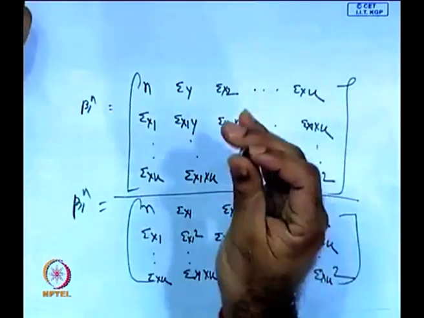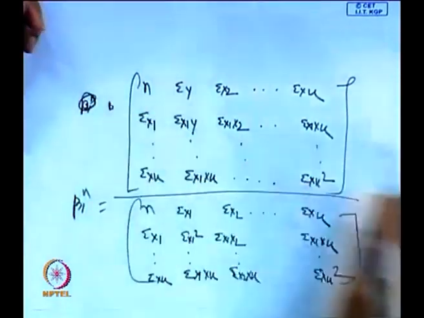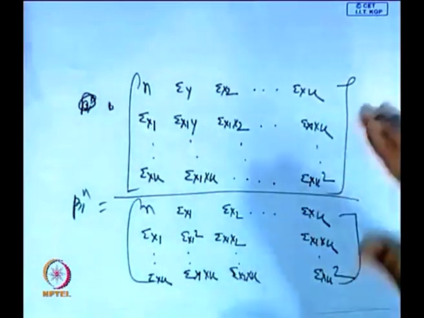In that process, you will continue like beta 2 head, beta 3 head, beta 4 head and up to beta k head. So now what is the standard procedure here? As usual, you have to calculate beta 0 head, which is nothing but y bar minus beta 1 head x 1 bar, minus beta 2 head x 2 bar, like that up to beta k head x k bar. Okay. So first and foremost step is that you have to first find out beta 1 head, beta 2 head and beta k head.